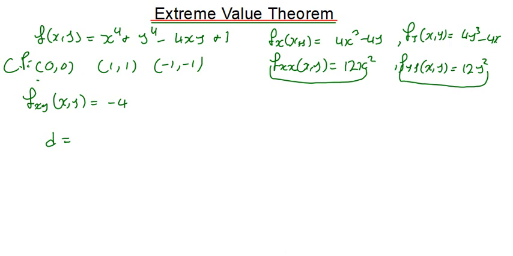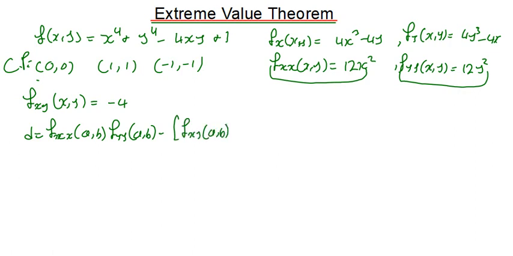Okay, so what I'm going to do is determine what my discriminant is. To determine the discriminant, we already know what the formula is. We say D is equal to the second partial with respect to x at the point, I'll just say a comma b, times the second partial with respect to y at a comma b, minus the mixed partial at a comma b, squared. So now I'm going to say, first of all, I'll start at 0 comma 0.